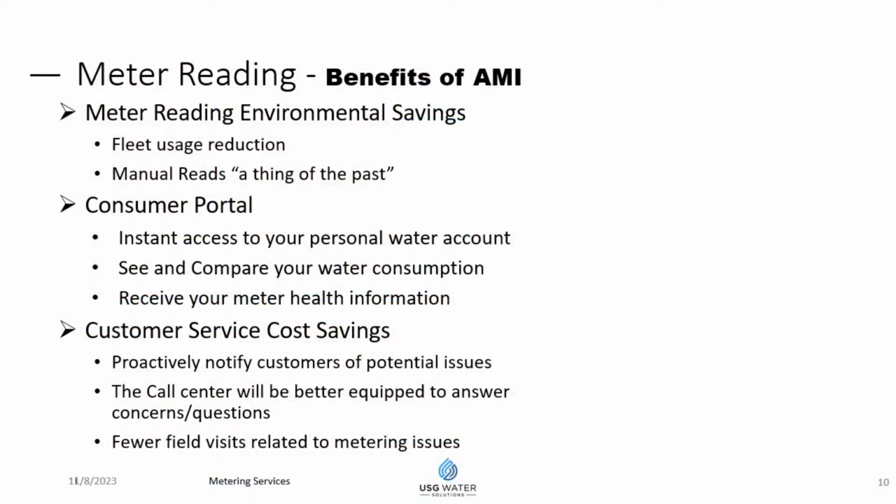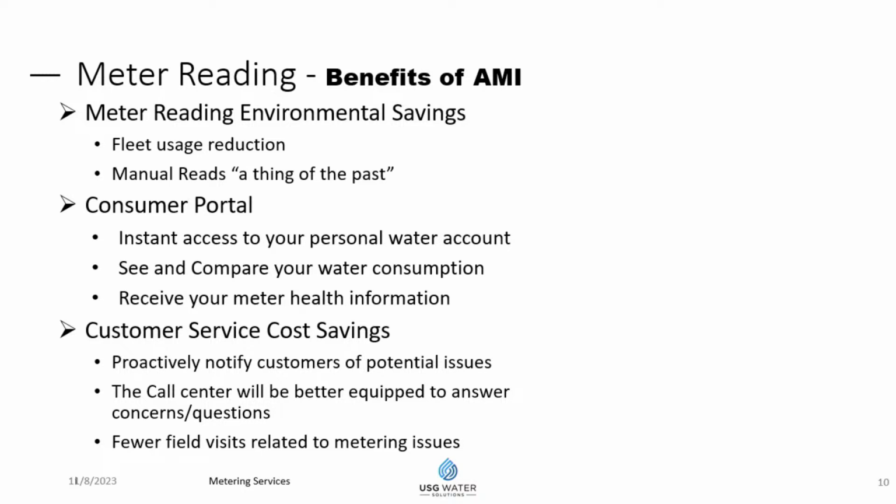Again, reducing the fleet usage will reduce costs, but it will also reduce that carbon footprint. Manual reads are a thing of the past. Everything will be electronic. You don't have to worry about a meter reader maybe misreading that meter and writing down the wrong information. Everything will be electronic, so no human error. Again, with the consumer portal, instant access to your personal water account. You'll be able to see and compare your water consumption, and you'll receive information on your meter health as well, usually through an email or a text, and you decide how you want to be notified and how often you want to be notified.